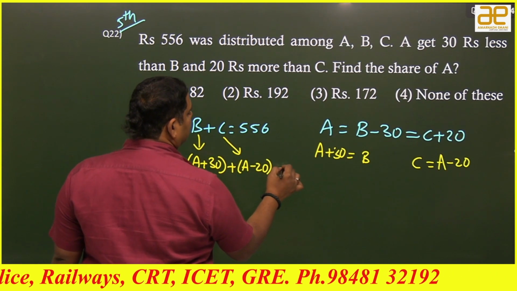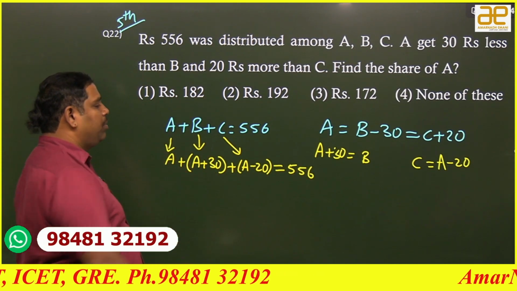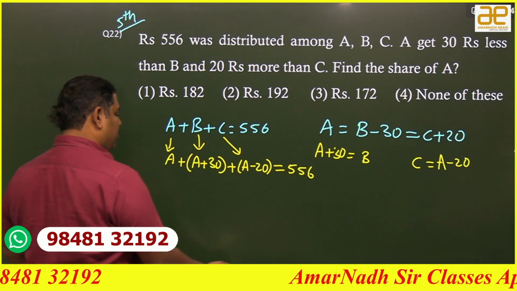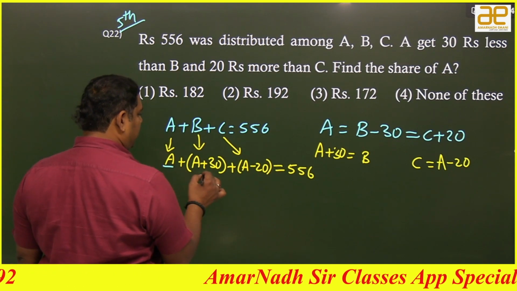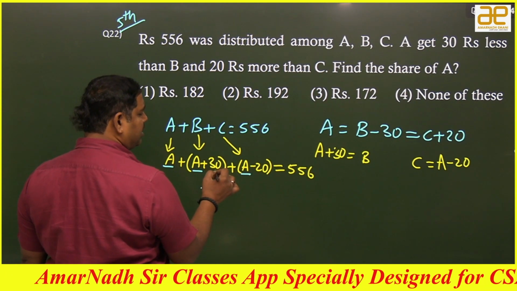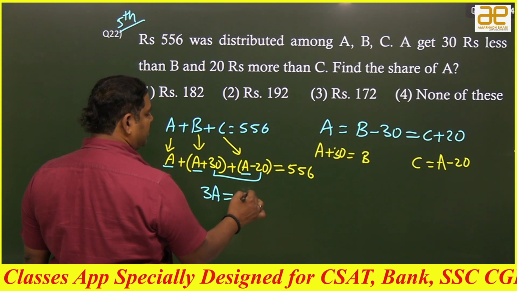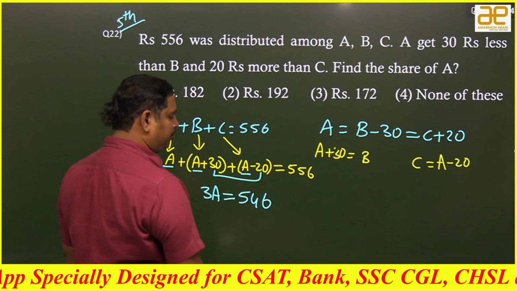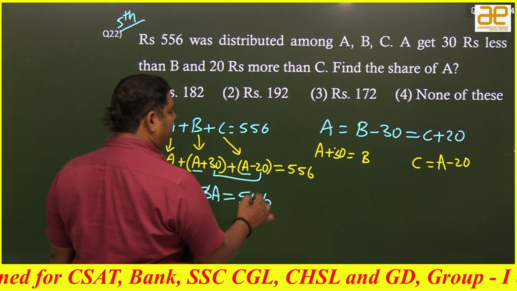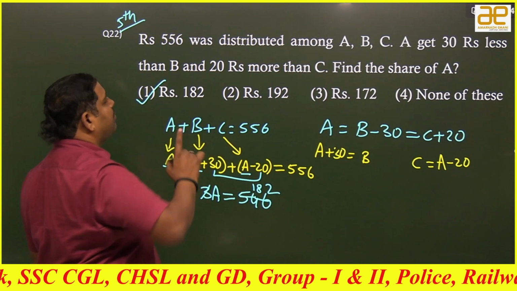This is equal to how much? 556. There ends the game. If you can write this step, the game is over, right? Now, what do we have to observe? A plus A plus A means 3A. 30 minus 20 means plus 10. Move that side, minus 10. It will be 556 minus 10, which is 546. Then the value of A, cancel with 3. 3 18s, 3 2s. So what is the answer? 182. So the answer is the first option.